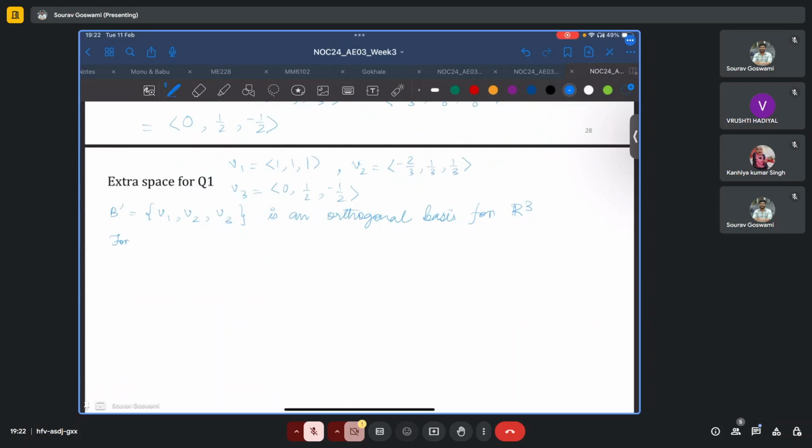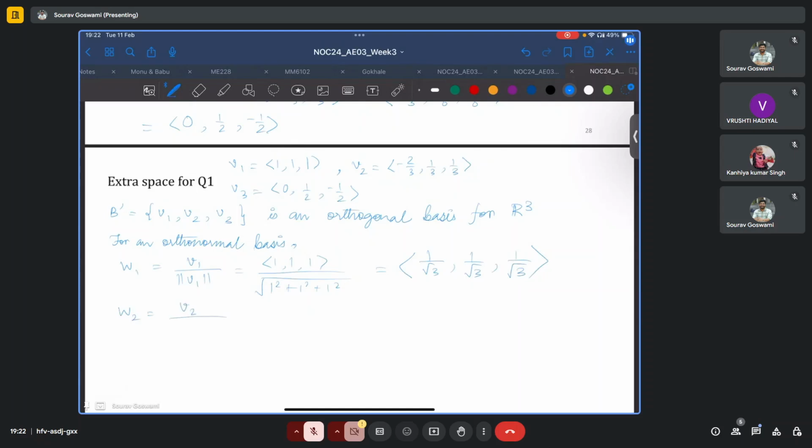So for an orthonormal basis, say W1 is V1 by norm of V1, (1, 1, 1) by root of 1 square plus 1 square plus 1 square. This will become root 3, so we have 1 by root 3, 1 by root 3, 1 by root 3.